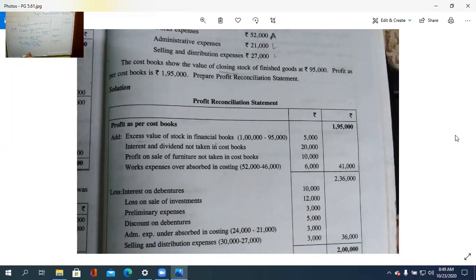Then work expenses, that is 52,000, should be made more, right? So over absorbed. Not that work expenses should be made so, but they have been charged in excess. So what to do? That is to be added. Work expenses over absorbed in costing. So how much? 6,000, right? So these are the items to be added. 41,000. So how much is the total? It is 2,36,000. Then we need to deduct some of the items.